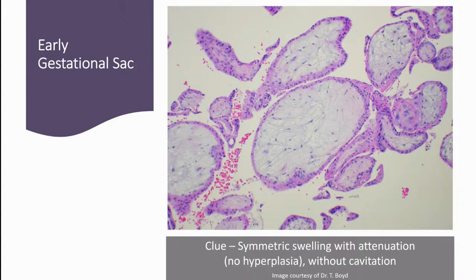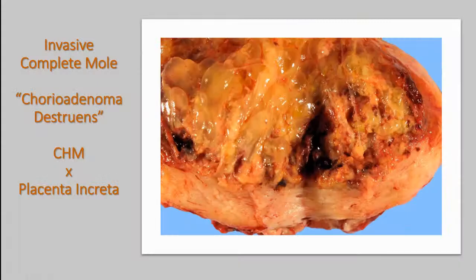Hydropic abortuses and early gestational sacs, or early gestations, also come into consideration. And the trick to recognizing them is to see this symmetric swelling with attenuation, like a balloon. The larger they get, the more swollen these villi get. If they undergo degeneration in their own pattern of degeneration, the thinner the trophoblast layer will get. But there's no proliferation to keep up with their increase in size. And they rarely, if ever, truly cavitate. There's always little strands of actual stroma separating them, and no significant accumulations of fluid. It's more evenly dispersed.